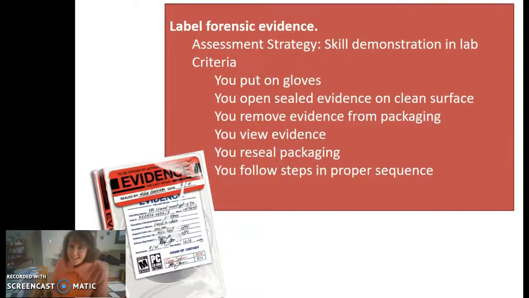All right, let's take a look at another example. In this example, the competency is label forensic evidence. The assessment strategy is again skill demonstration in the lab. So students in the lab will be labeling the forensic evidence and the instructor will be assessing them as they perform this in the lab. And then again, we have the criteria listed that show us when a student has done good enough to show mastery of that competency. And again, looking at that competency, we start with a verb. It is a skill that is measurable and observable.